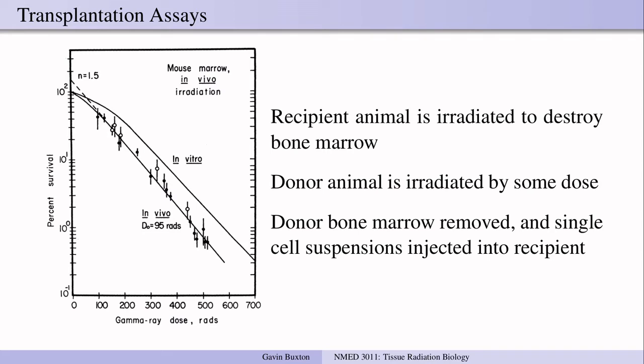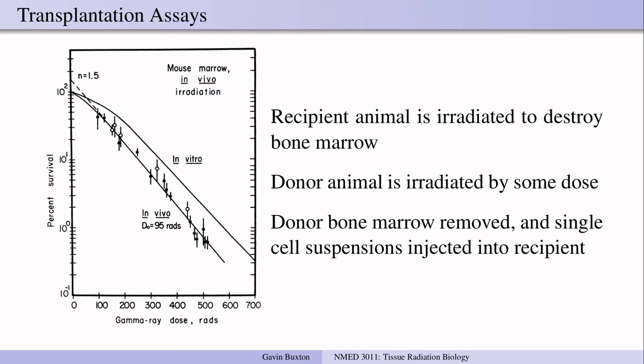For example, mouse bone marrow contains a small population of cells with the capacity to give rise to macroscopic colonies of differentiated cells in the spleen. So here's a survival curve for these colony-forming cells after irradiation with cobalt-60 gamma rays. Both in vitro, in glass, and in vivo, in life, populations are compared, with similar but slightly different results.